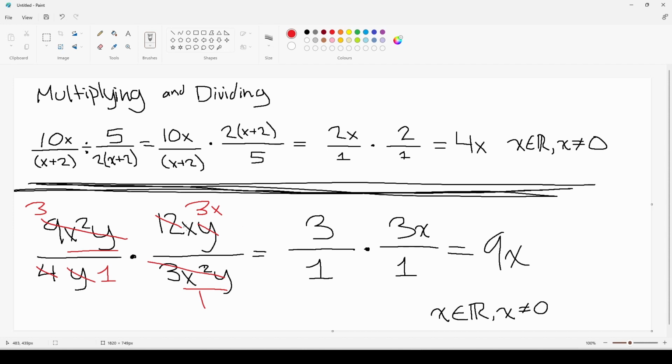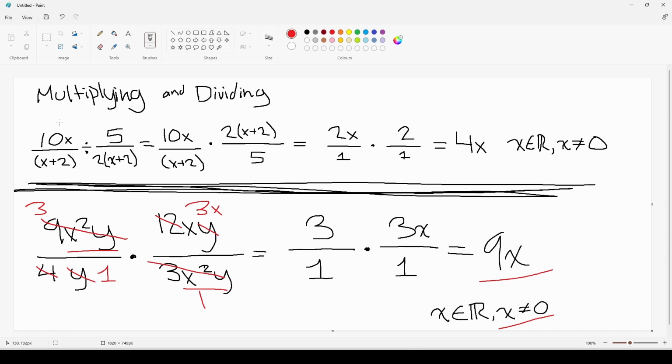And so, when we're done with all of that, we have 3 over 1 multiplied by 3x over 1, which is just equal to 9x. And we state our restrictions. In this case, just y does not equal 0, and that's all we really have to do there.